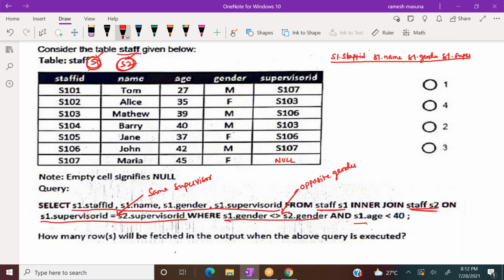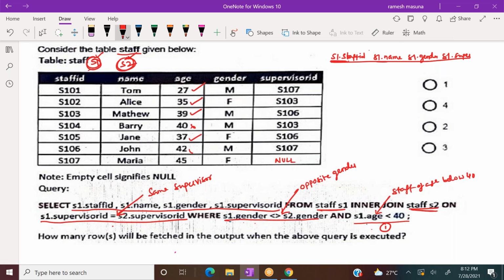And S1.age should be less than 40. So the age of S1 should be less than 40. And what we want in the output? Only S1.staffID, S1.name, S1.gender, S1.supervisorID in the output. So we want those staff whose age is below 40. Okay. Now look, first I will evaluate this condition: staff of age below 40. So here Tom, below 40, true, true. Because less than 40; now 40 is not less than 40, false.